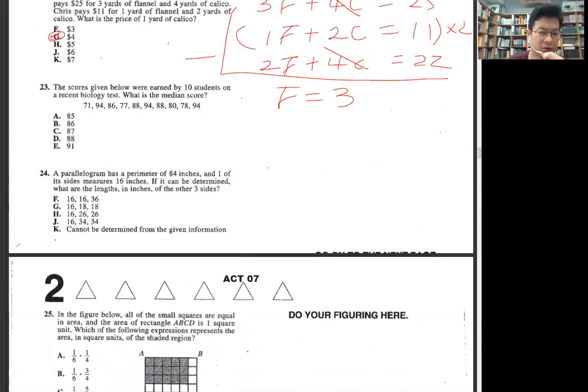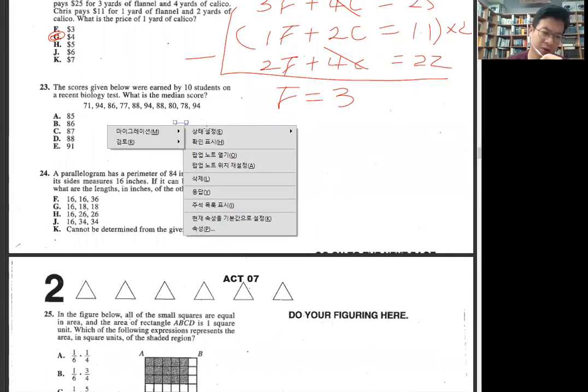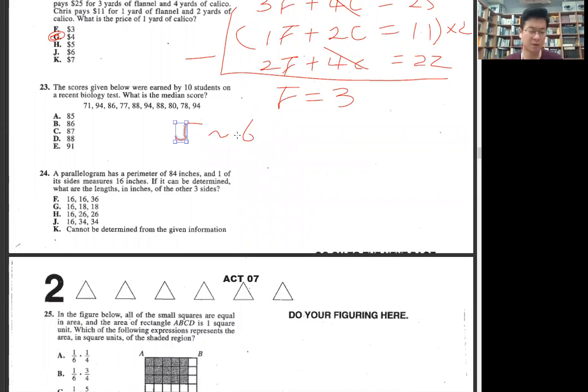Scores of 10 students on a recent biology test. What is the median? So we write this as 10. 10 means between the 5th and 6th. So 1, 2, 3, 4, 5, and 6, 87.